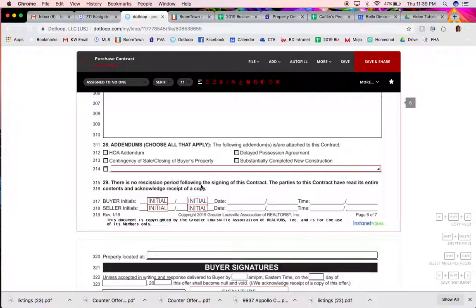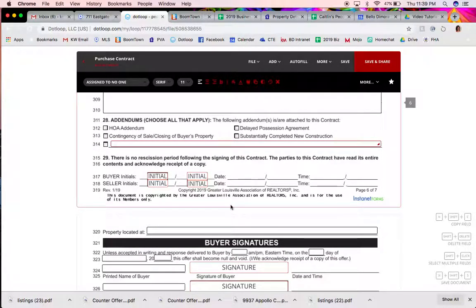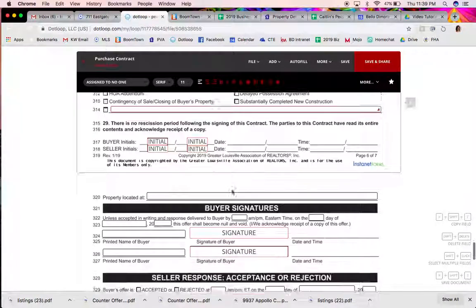No rescission period. I like to call this the no lemon law. So once everybody signs, that means we're moving forward. If everybody accepts and agrees, then one party can't be like, well, I rethought it and I don't actually want to buy this house or I don't actually want to sell this house. So no lemon law. Once everybody signs, we're moving forward.